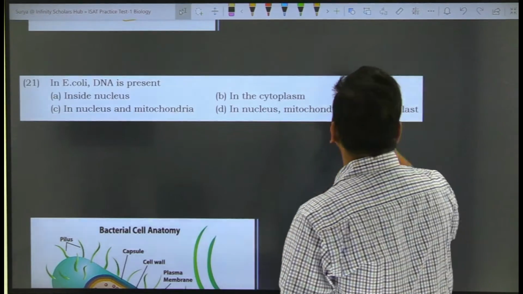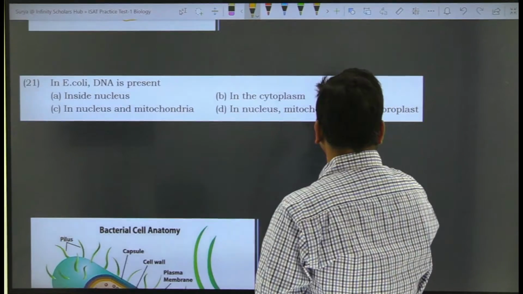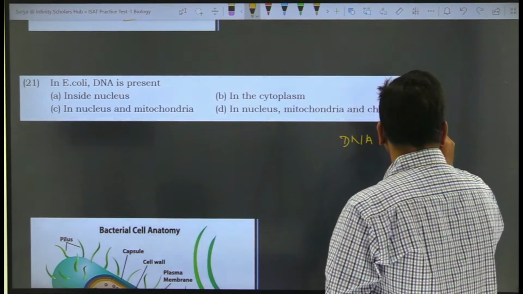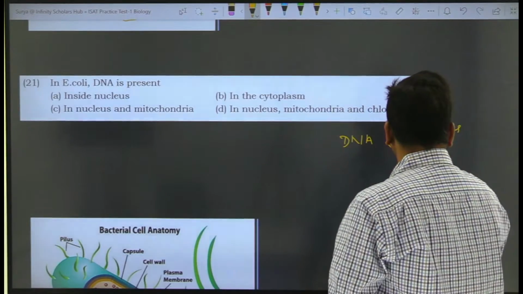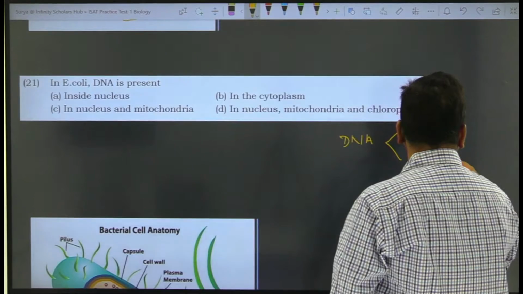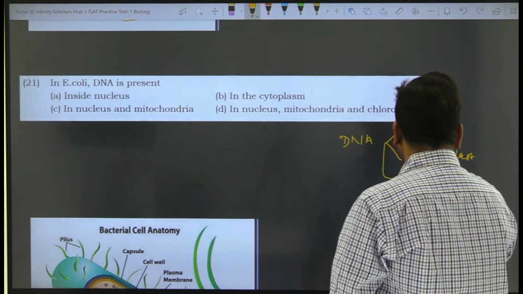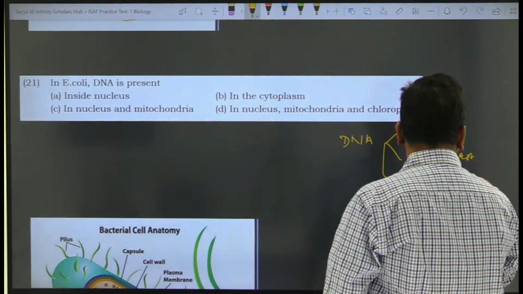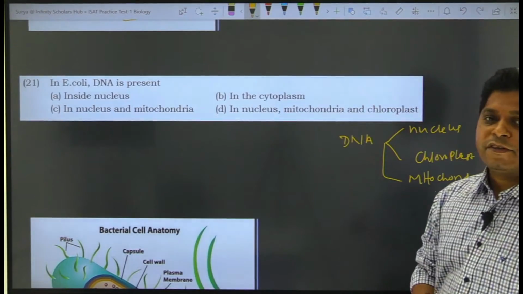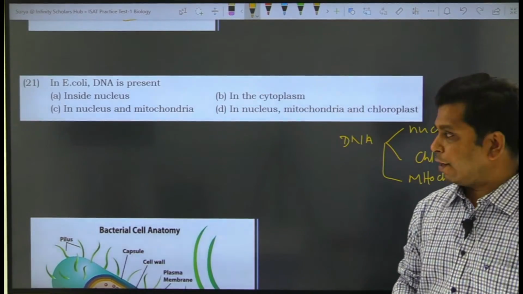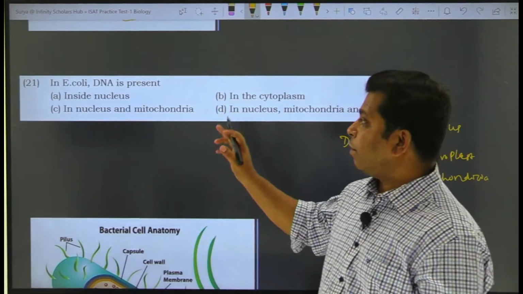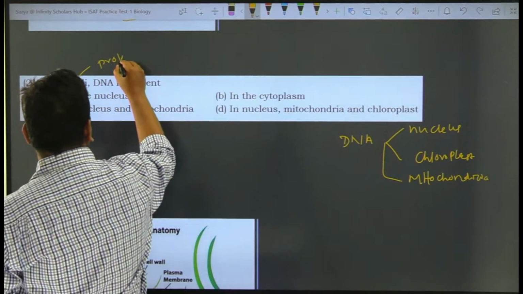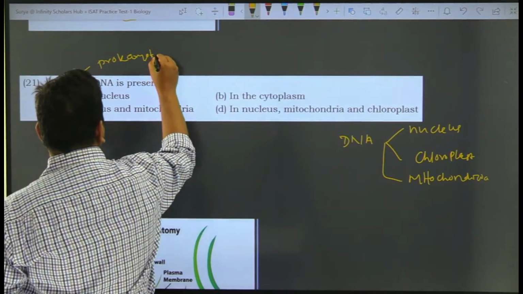We all know that DNA is present in three different organelles of the cell. One is the nucleus. It is also present in chloroplast and in mitochondria. But these are specific to eukaryotic cells. But here, E. coli is a bacterium, and this is a prokaryotic cell. So this is a prokaryote.